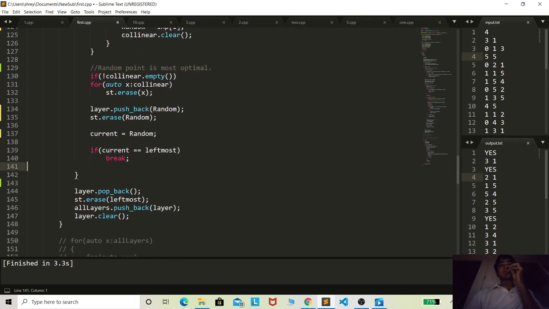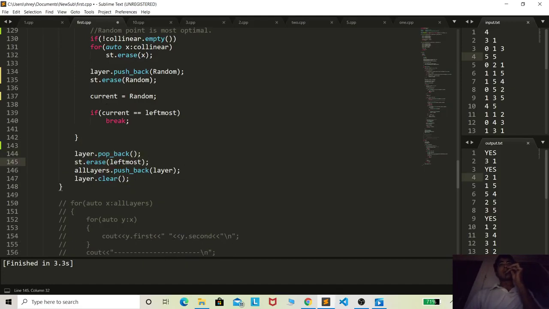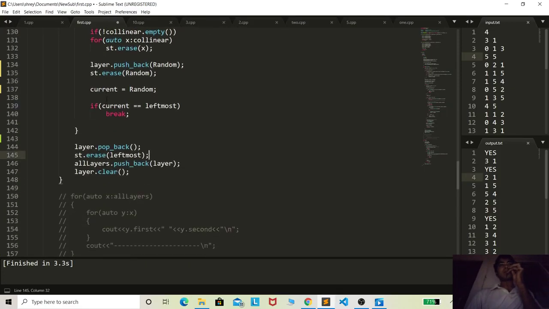Okay, so now as you can observe, what happened is the first point got inserted twice. One was before the while loop started, one was here in this line number 134, I guess. So it got inserted twice. So for that, we just pop it back and erase it if it's present. Sometimes the for loop is not executed because there is only one element. So in that case we need to erase it. So I gave another erase, and now we have the complete layer with us.